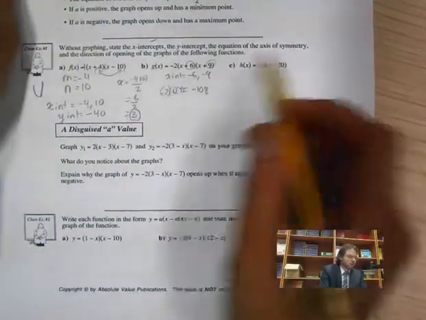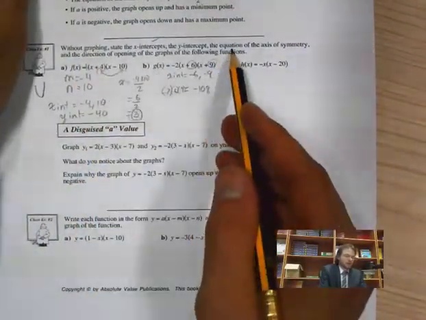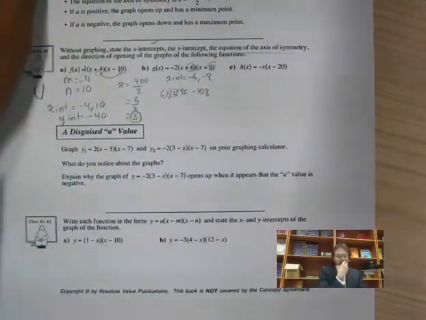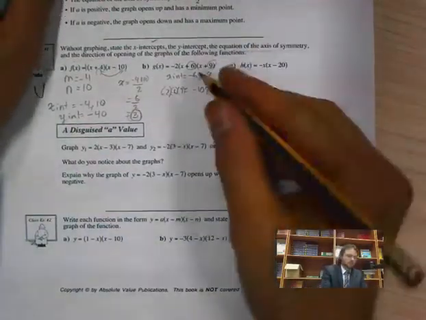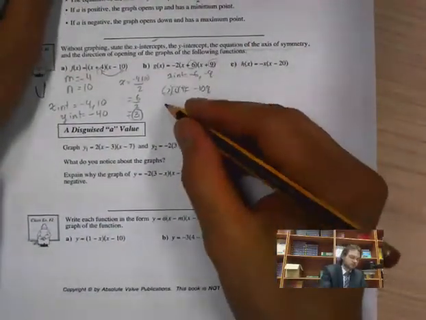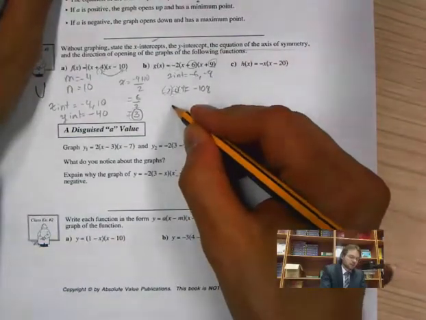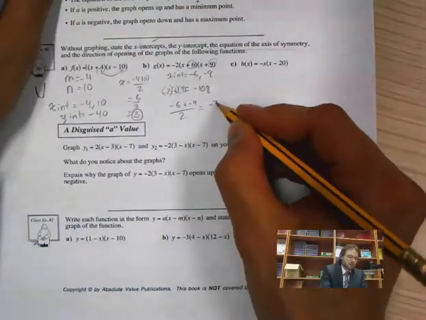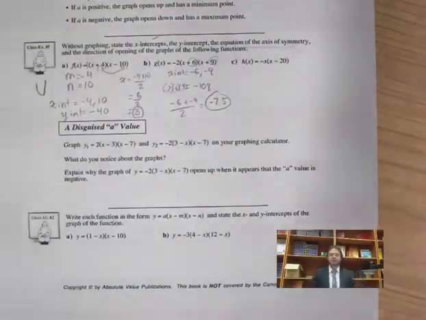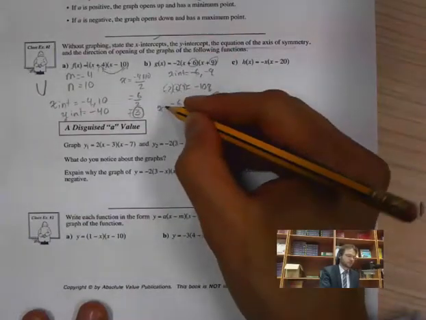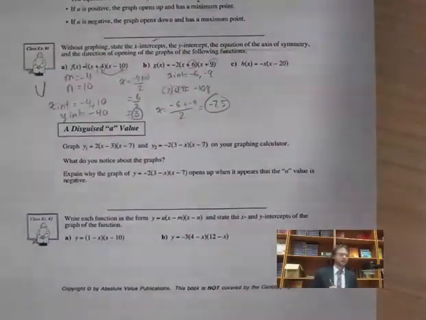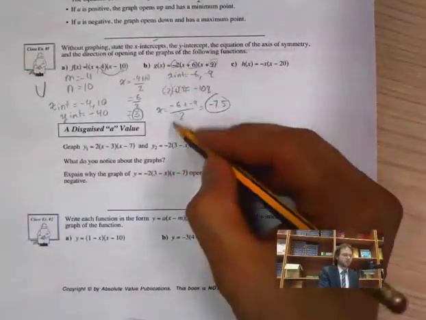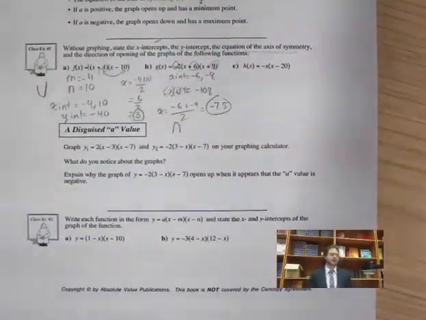Okay, now the next one is my axis of symmetry for this one. So, same thing. We must go -6 plus -9, and then we divide it by 2, which gives me -7.5 as my axis of symmetry. x is equal to that, my axis of symmetry. And the last one is, is it opening up or down? Well, it's a negative, so it's opening down. It is down.